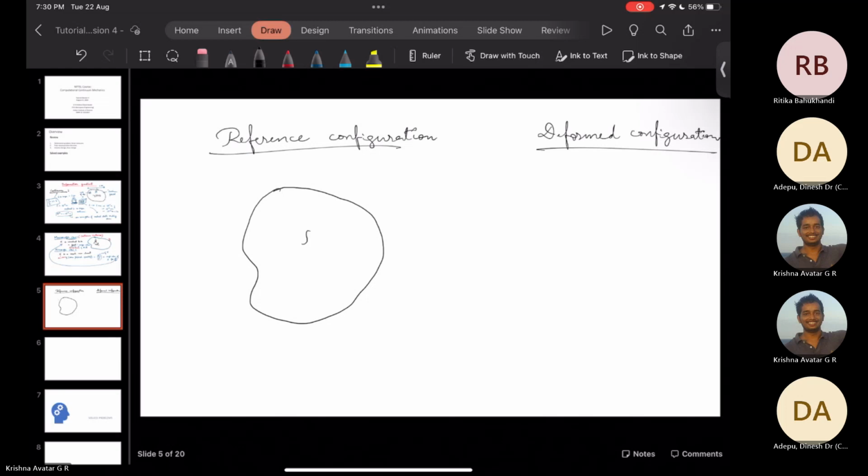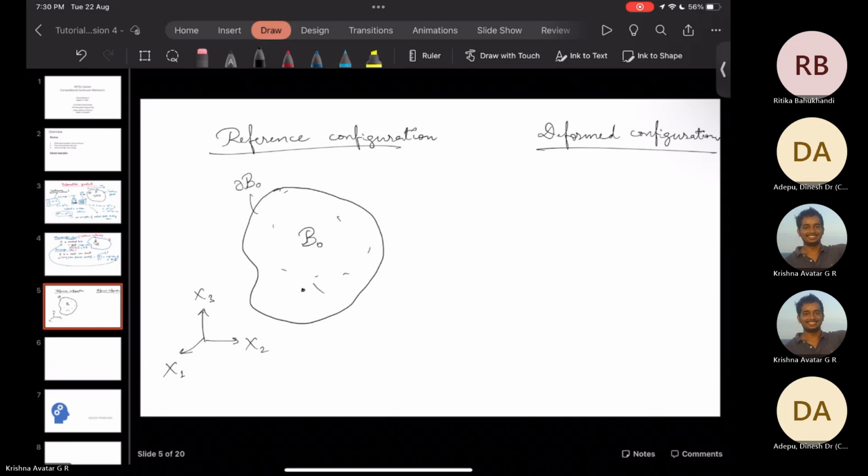So the body is B naught. The naught simply implies that it's at T equal to 0. And the boundary of the body, which is nothing but the covering of the body, is defined by partial B naught. I'm just following the convention in this course. Then every point is assigned a position vector with respect to some coordinates. In the reference configuration, we always tend to use capital letters, so even the coordinates are denoted in capital letters.